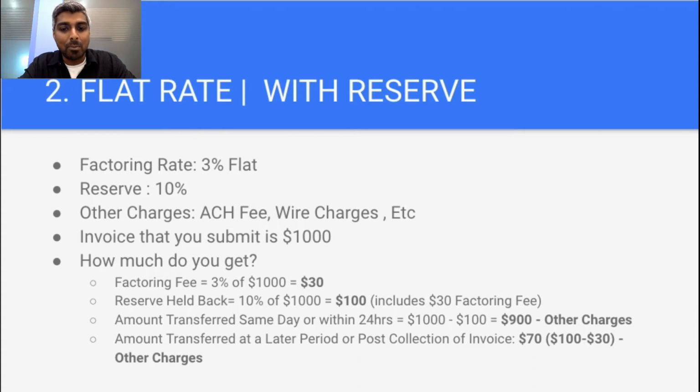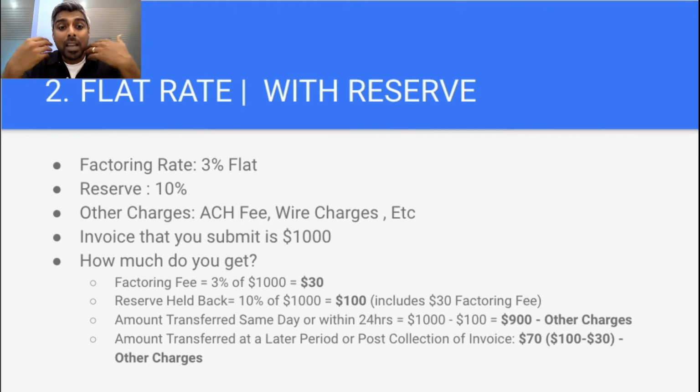Since there's a reserve held back, that is 10% of your $1,000, that is $100, right? Now please understand, this $100 includes the $30 factoring fee. So the amount that's going to be transferred to you the same day or within 24 hours is $1,000 minus the reserve, that is $100. You'll get $900 minus any other charges that are there, right?